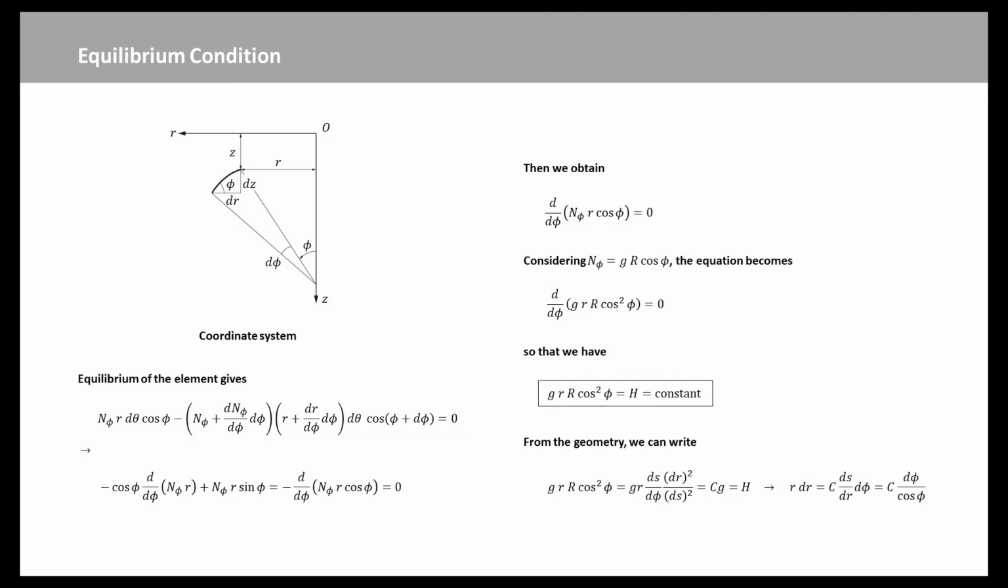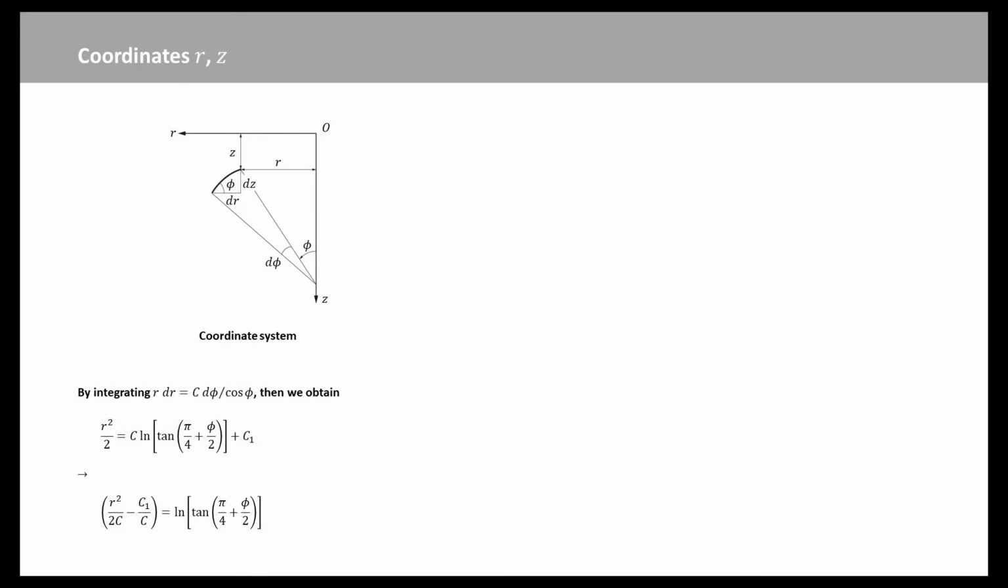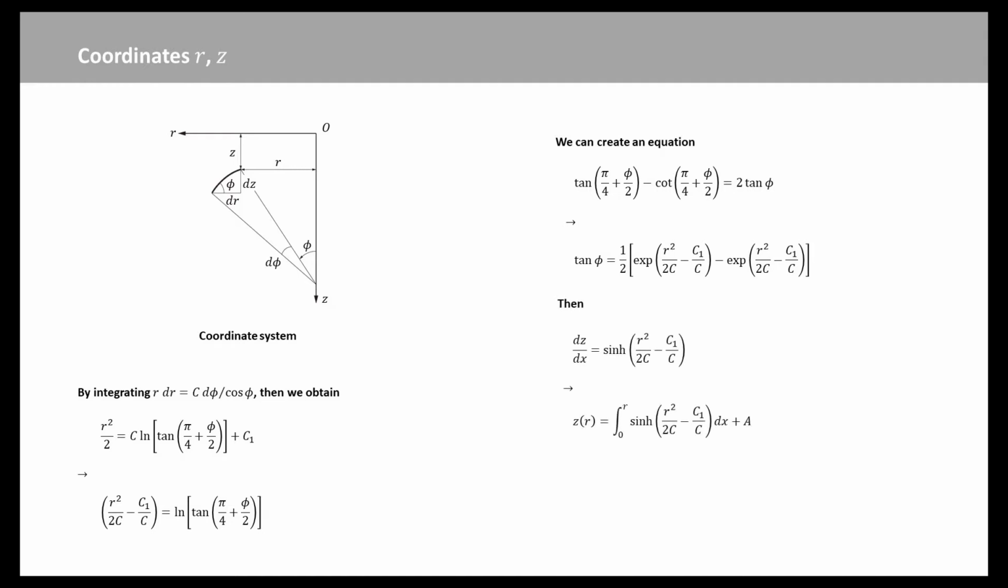Now we can draw a coordinate system of r and z. From the geometry of the figure, we can write r times dr equal to c times d phi over cosine phi. By integrating this equation, we can obtain this expression. Then we can create an equation for the mathematical derivation. Because tangent phi is equal to dz over dx, we get this equation. Using the hyperbolic function sinh x, and taking into account that z equals 0 at x equals 0, then c1 is 0, so we finally obtain this.